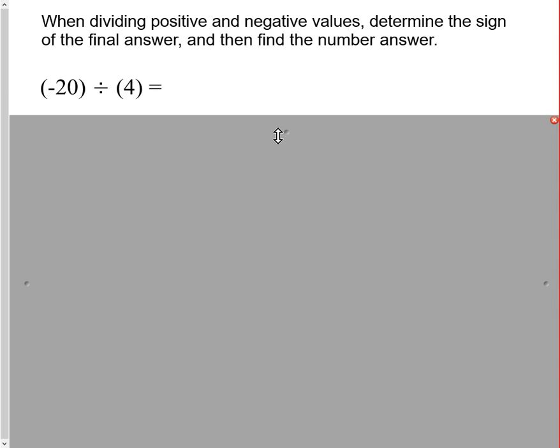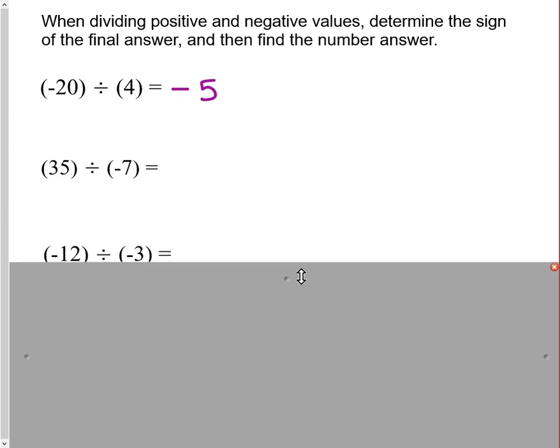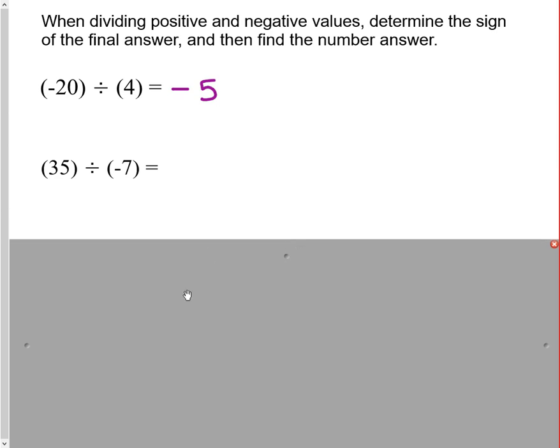It's negative 20 divided by 4. So first let's just figure out what the sign will be. Looks to me like there's one negative in that multiplication or division problem. So that's an odd number. So that means I'm going to end up with a negative answer. And now I can figure out what that answer is going to be. 20 divided by 4 is 5. So negative 5. How about this one? 35 divided by negative 7.